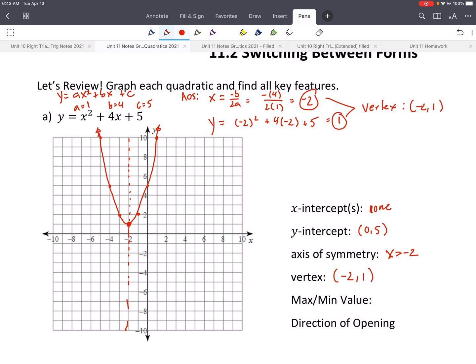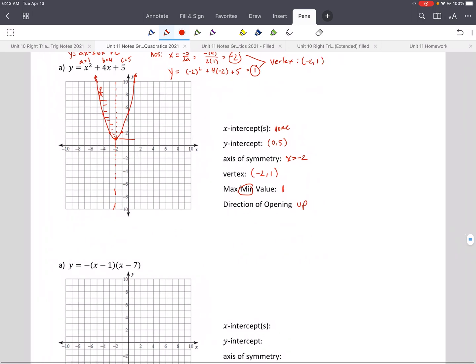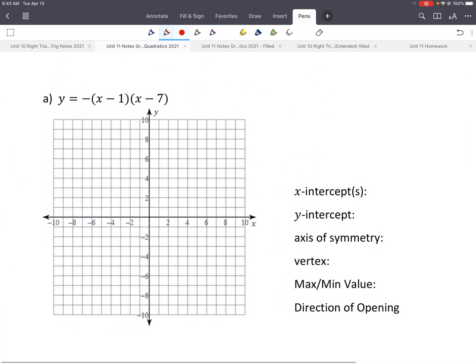Here, the vertex is a minimum. And how low does it go? It goes down to 1. So again, it's like you're going on a walk. These are your heights as you keep going until you reach this lowest value, which is 1. Okay? And then direction of opening is up. All right, so that's a quick review for graphing from standard form. You can always refer to our previous videos or notes to help with that.